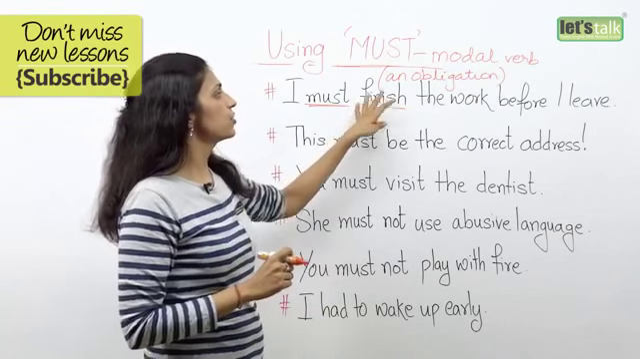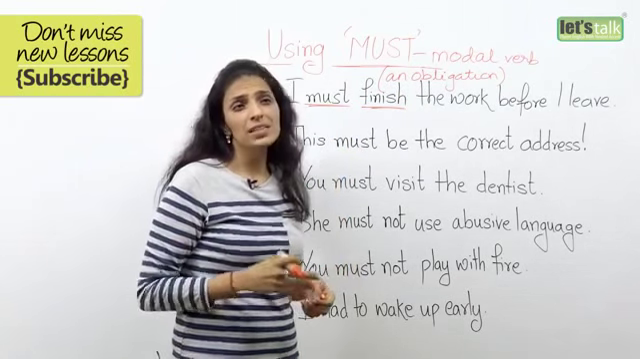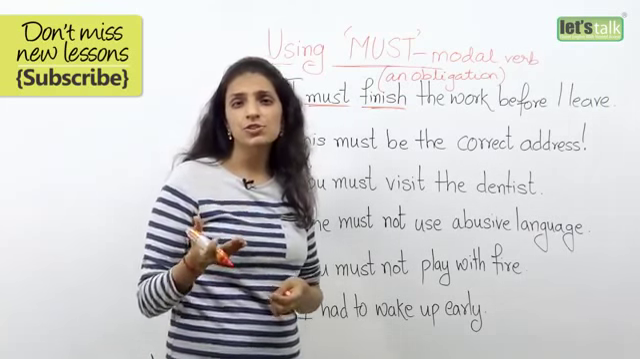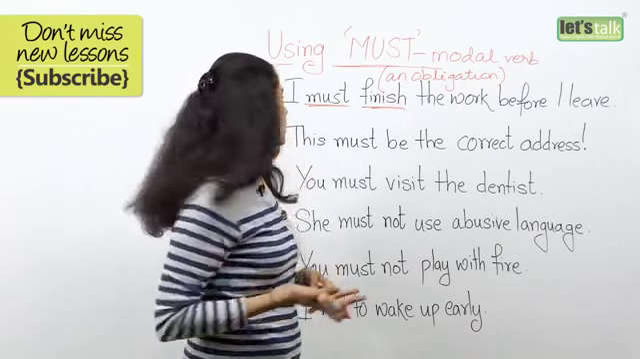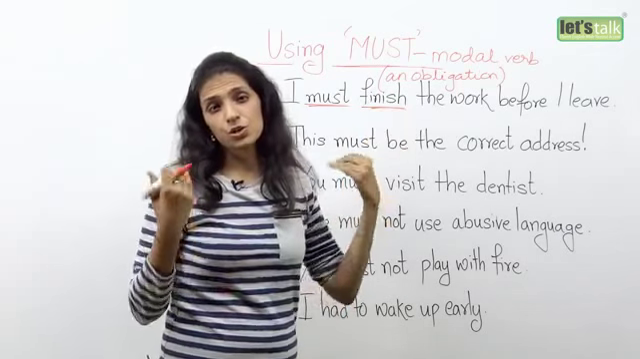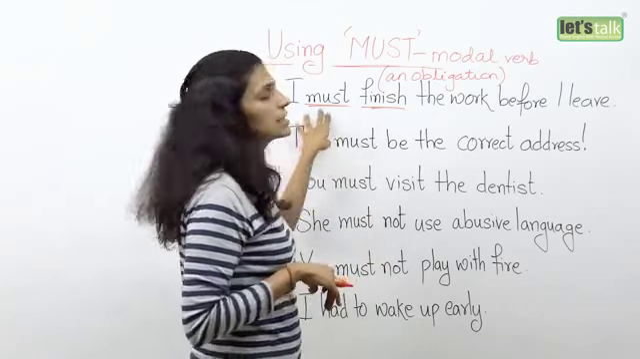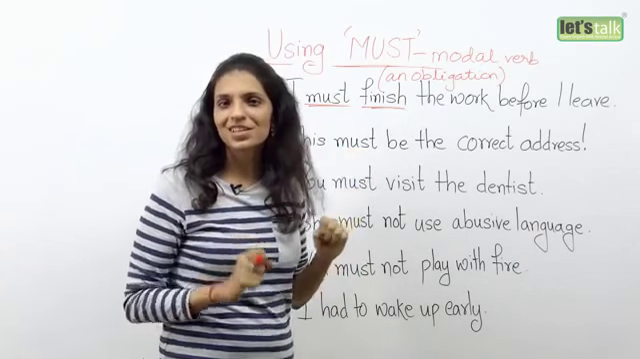So remember, when you talk about an obligation, sometimes something is very necessary. Well, sometimes you can even interchange it with have to, like I have to finish my work. But when you put an obligation on yourself, when the speaker puts an obligation on himself, it is always better to use must. It's a strong obligation.